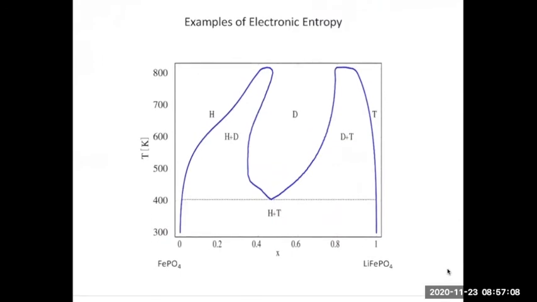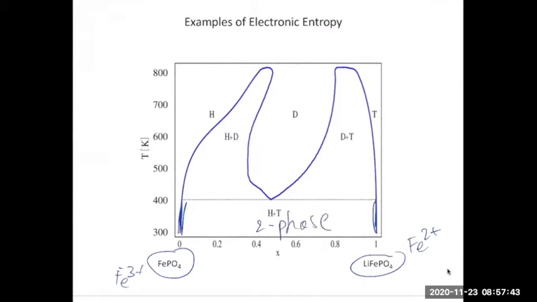Here we go. This is a remarkable phase diagram. This is the phase diagram of a battery material. This is lithium iron phosphate, and this is iron phosphate. So here, because you have a lithium ion, the iron is 2+, and here the iron is 3+. At low temperatures, there's a miscibility gap. So these two states are not miscible. This is actually a two-phase region. It's called H plus T because one of the phases is called H, the other one is T. This is a two-phase region.